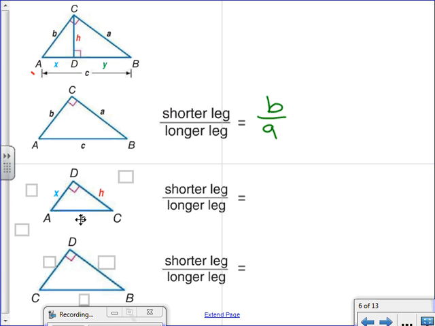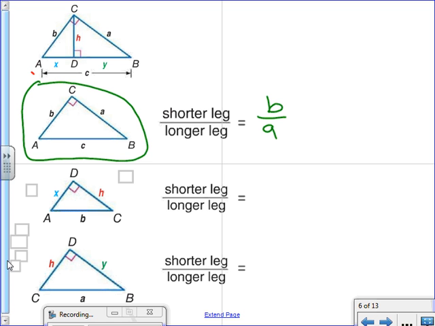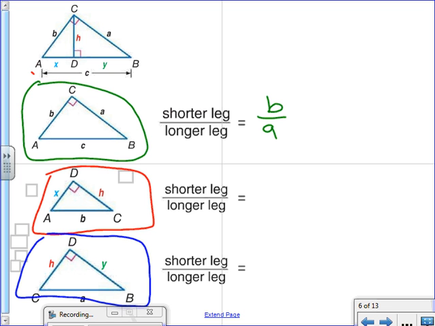What do you notice? H cancels. The thing that you were showing us earlier. Say it. Geometric mean. What is the geometric mean? H squared. H is the geometric mean of X and Y. So H is equal to the square root of X times Y. This is going to come into our theorem in just a second.